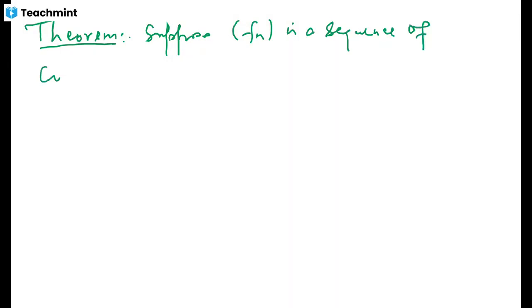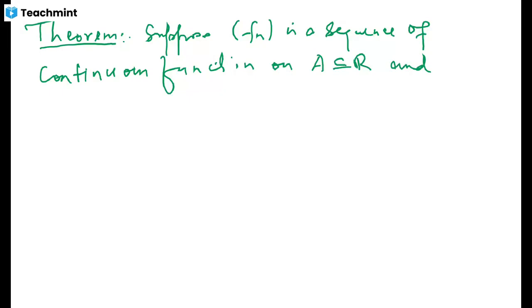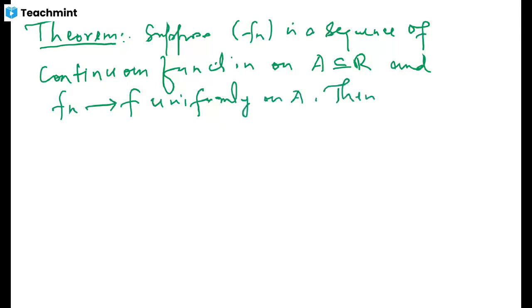It states that suppose f_n is a sequence of continuous functions on some set A, and we further suppose that f_n converges to another function f uniformly on A. Then the limit function f is a continuous function on A.